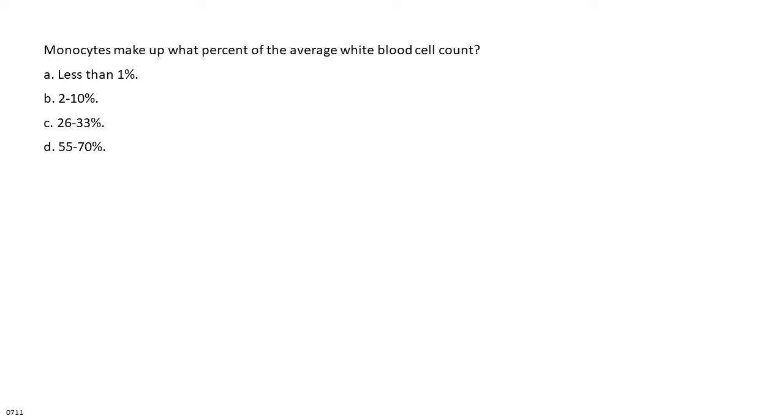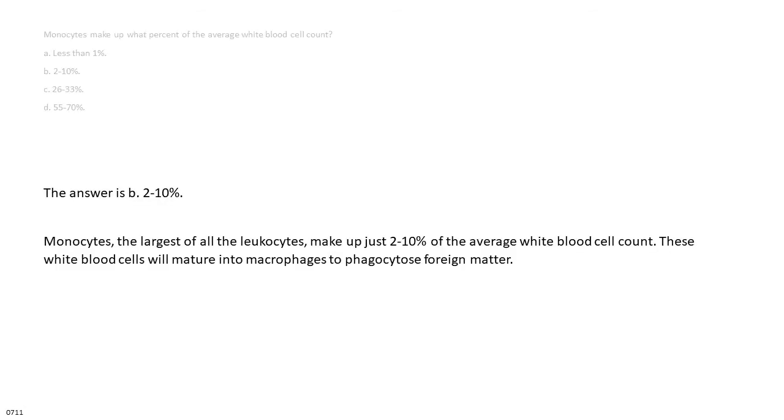Monocytes make up what percent of the average white blood cell count? A. Less than 1%. B. 2 to 10%. C. 26 to 33%. D. 55 to 70%. The answer is B. 2 to 10%.